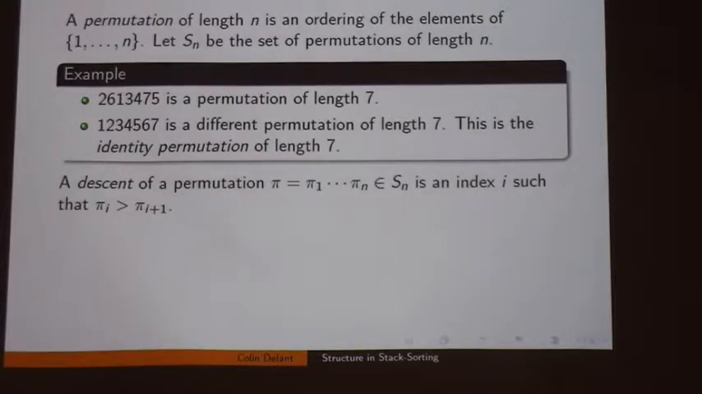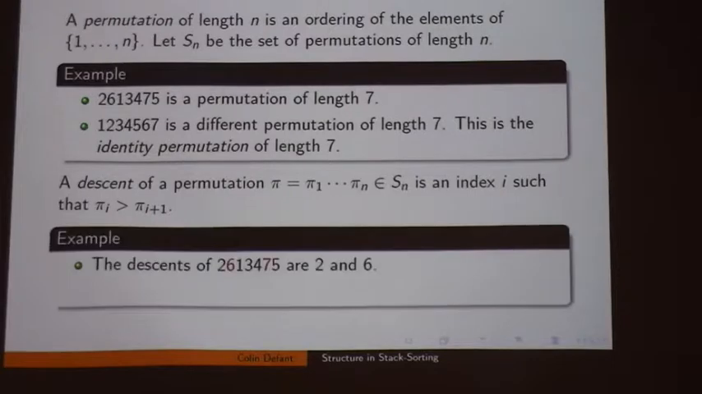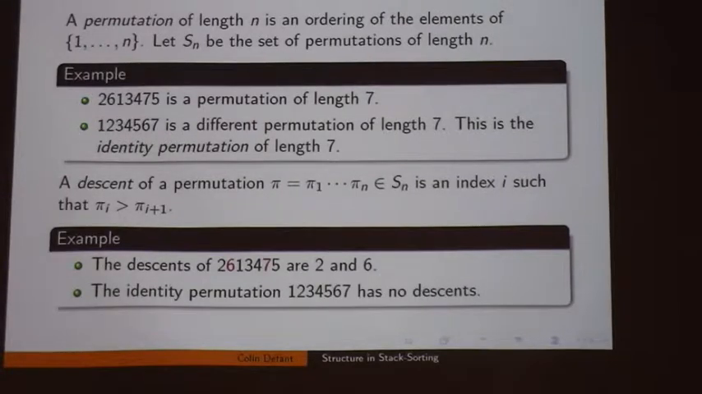A descent of a permutation is an index i such that the ith entry of the permutation is bigger than the (i+1)st entry. So it's just a place where the permutation goes down. And as an example, the descents of this permutation are 2 and 6. 2 is a descent because the second entry is bigger than the third, and 6 is a descent because the sixth entry is bigger than the seventh. And pretty much by definition, the identity permutation of length n is always the unique permutation of length n that has no descents, because it never goes down.